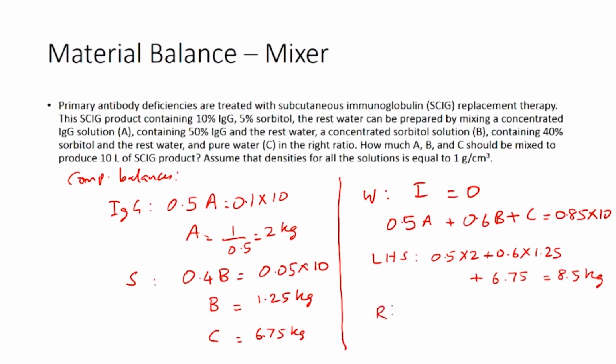Your right hand side is 0.85 times 10, giving you a value of 8.5 kilograms. So, your left hand side is equal to your right hand side, thereby showing that the calculations you had performed and the values for A, B and C that you obtained are actually correct.